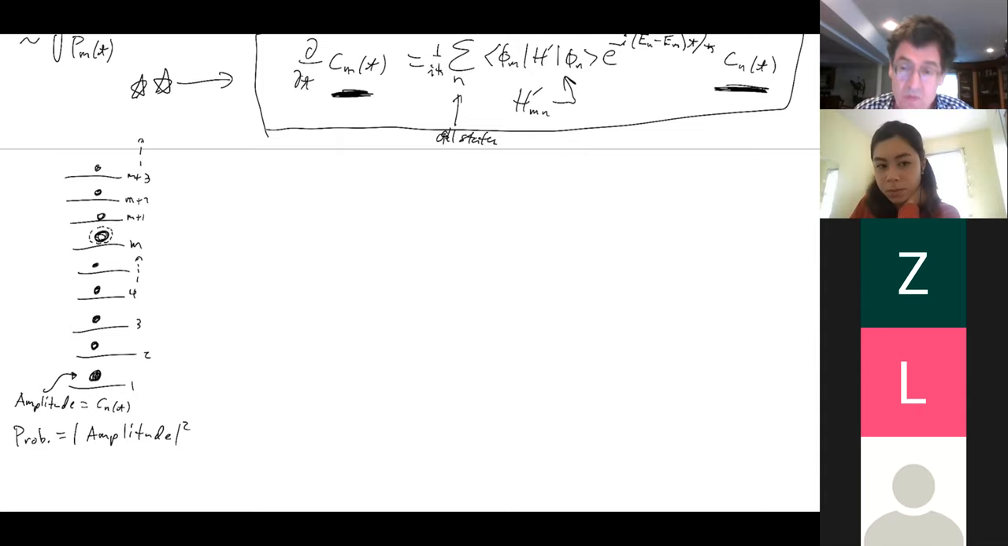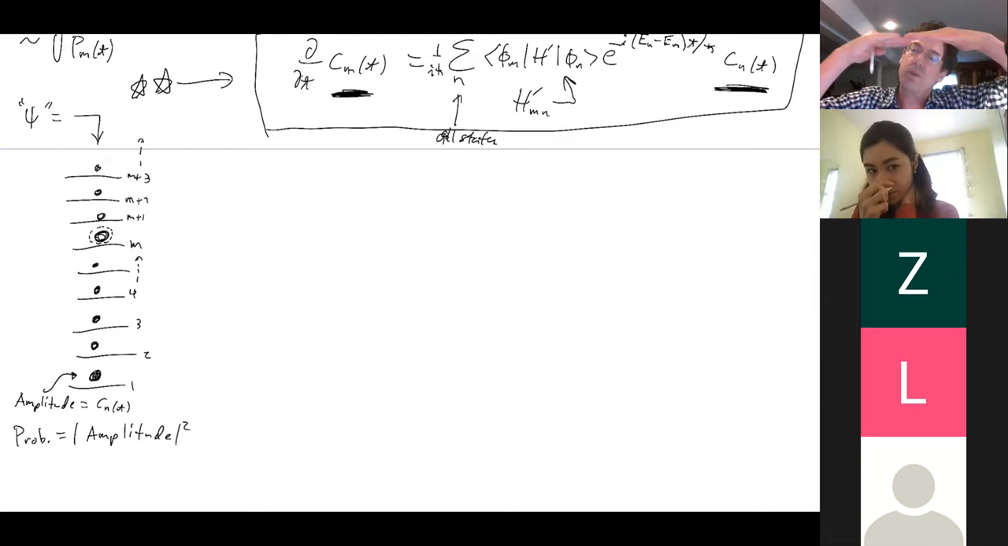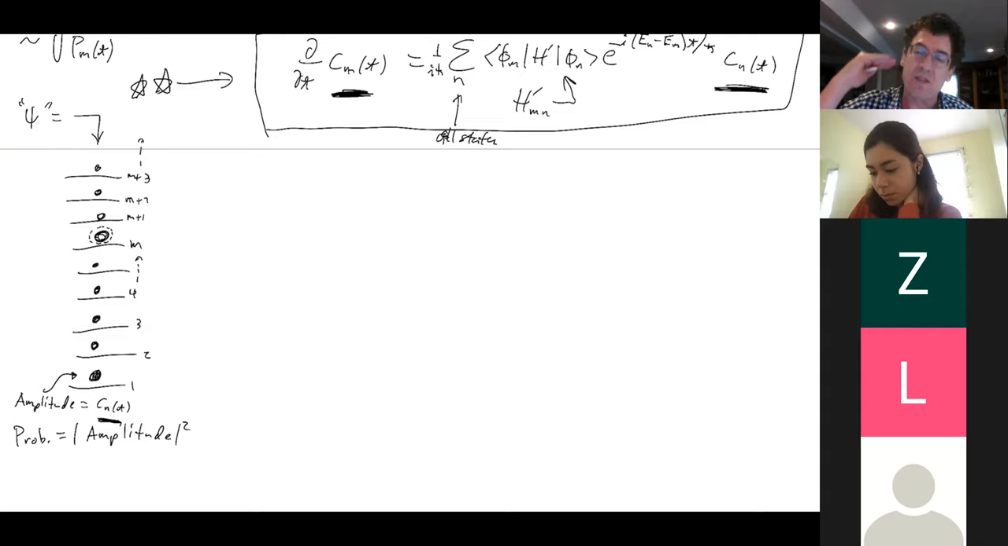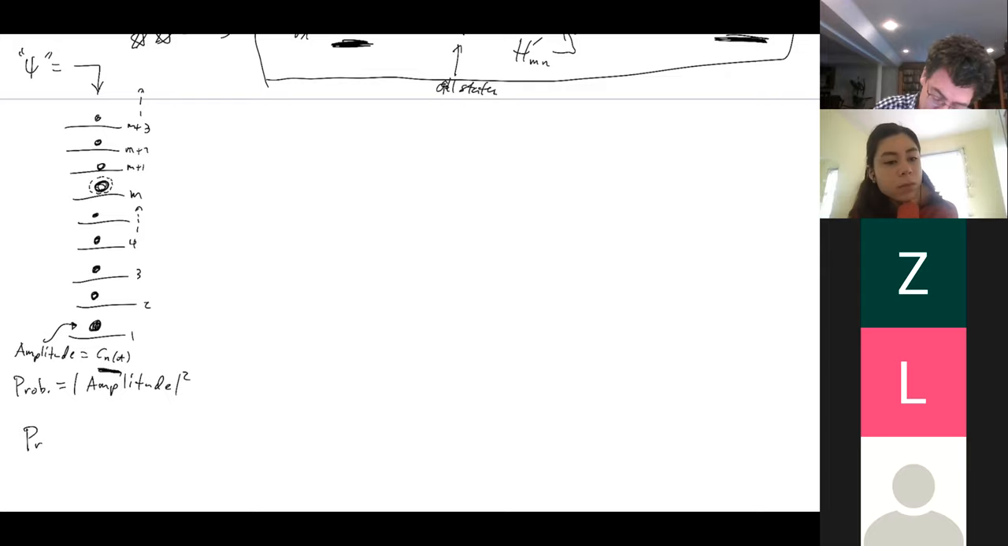And so this is how you should think about it. The state psi is equal to this mess of stuff, because your wave function is a linear superposition of all of these different states. And each state gets some amplitude, and the amplitude is this cn of t. That's telling you how much of your total wave function is in that particular state. And it's basically the probability to find yourself in that state. This is a really important way of looking at it, because remember that the total probability is normalized.